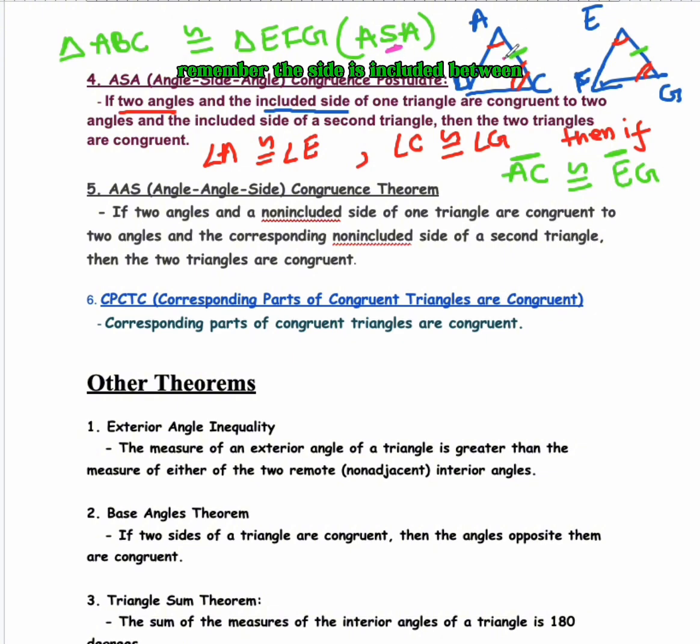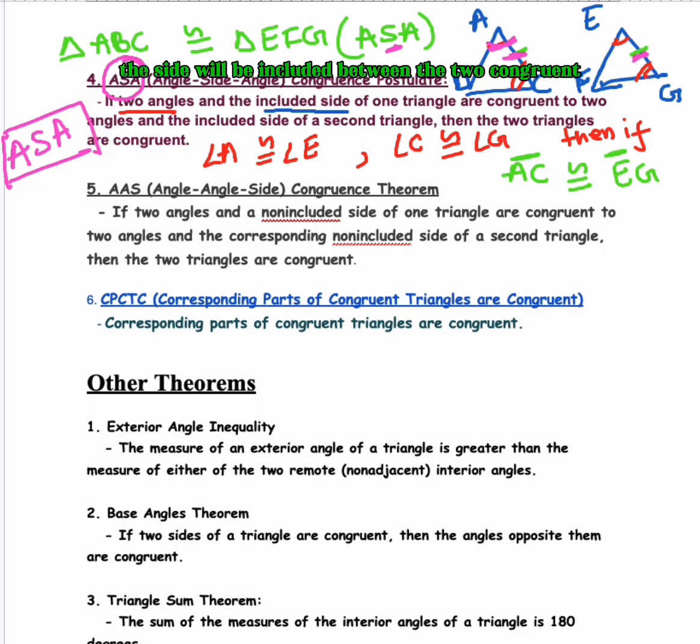Remember, this side is included between the given congruent angles. I have seen a lot of confusion between ASA and AAS. In ASA, I'm going to say that again, the hint is hidden in the name itself. The side will be included between the two congruent angles.